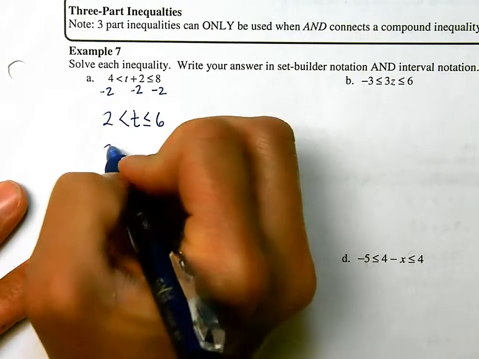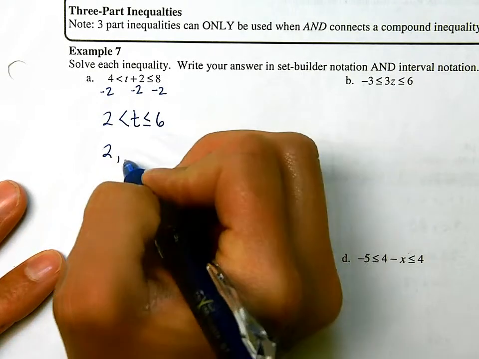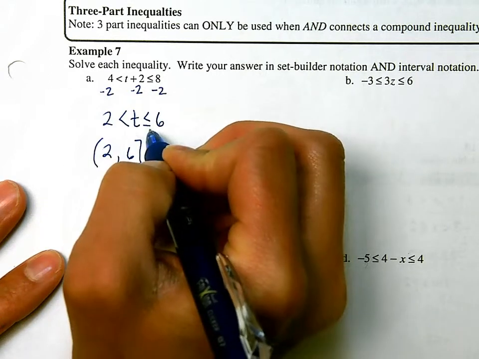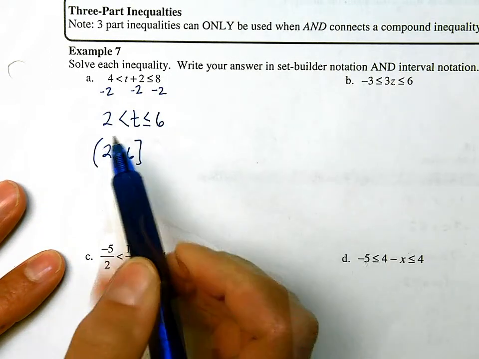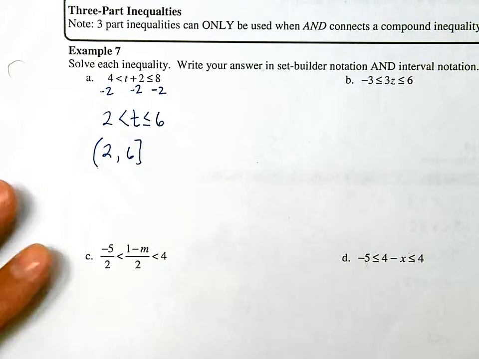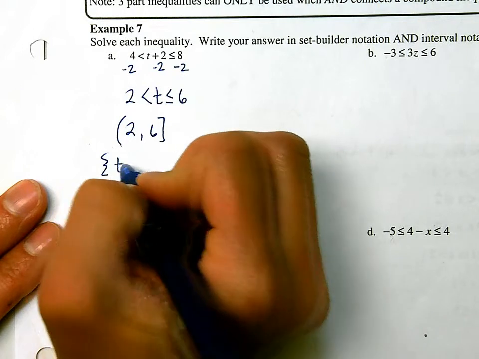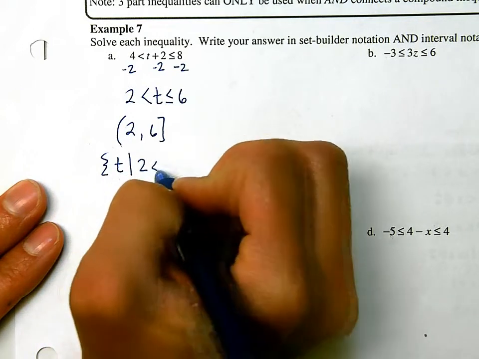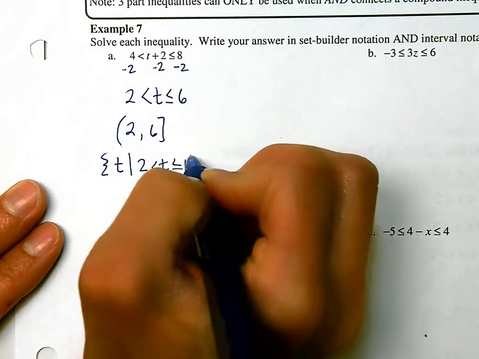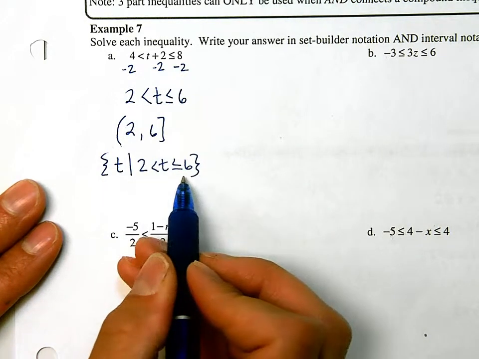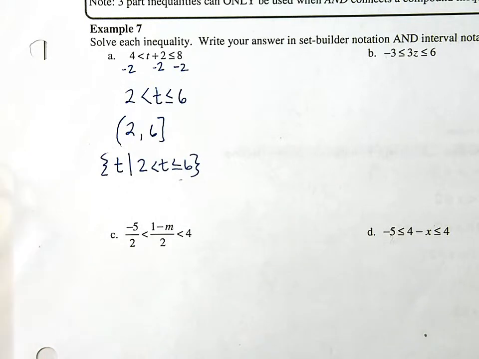And then as far as notation goes, this one starts at 2 and goes up to 6 for interval notation. This one's or equals to, so it's a square bracket. This one is not or equals to, so it's a parenthesis. And then the set notation. We get t as long as t is greater than 2 and less than or equal to 6.